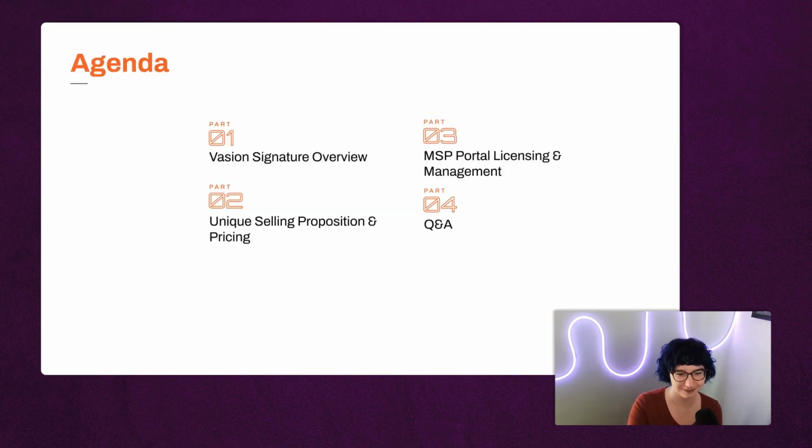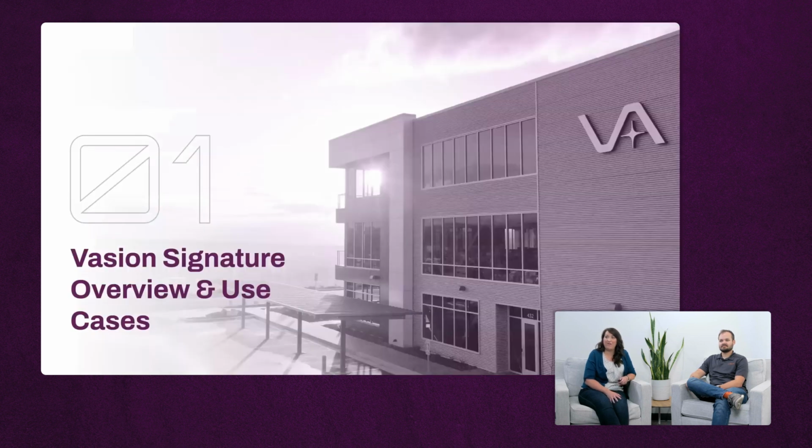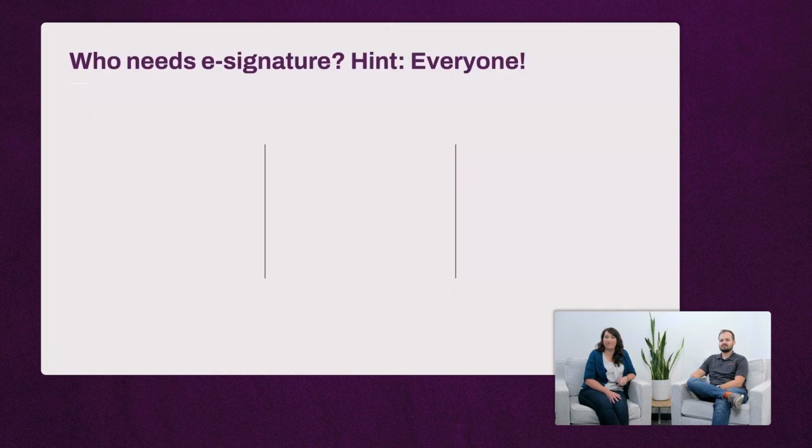Thank you, Katie. Welcome, everyone, and thank you for joining us today. In this webinar, we're going to go through the Vasion Signature overview and do a demo of that product, discuss the unique selling proposition and pricing for the new product, do a walkthrough of adding Vasion licenses in the MSP portal, and at the end, we'll have some time for Q&A. Let's jump right in with the overview of the Vasion Signature application and walk through some of the use cases and do a quick demo of the functionality.